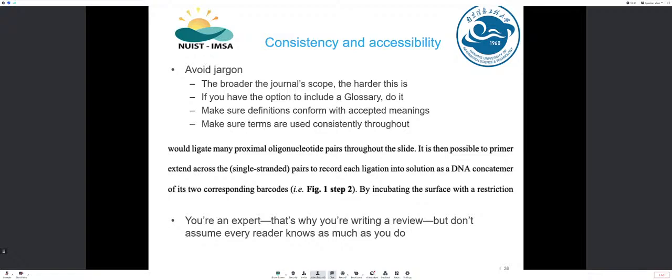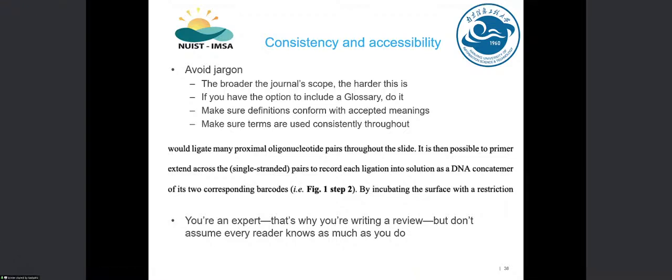For example, this is a sentence that would litigate many proximal oligonucleotide pairs throughout the slide. So this is an example of jargon, which means using big words, using buzzwords. These are usually not acceptable. For example, if you have written proximal oligonucleotide pair, many of us will not know the meaning of that. So you should elaborate these particular words, right?